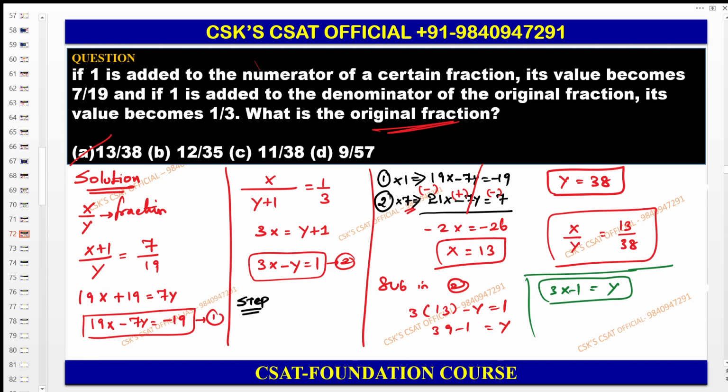Listen carefully. Now, y is equal to 3x minus 1. So, substitute in the first equation. 19x minus 7 times y; instead of y, substitute 3x minus 1, which is equal to minus 19. Now multiply this minus 7 into the bracket. Therefore, here minus 21x, here plus 7, which is equal to minus 19. So now 19x minus 21x will become minus 2x.